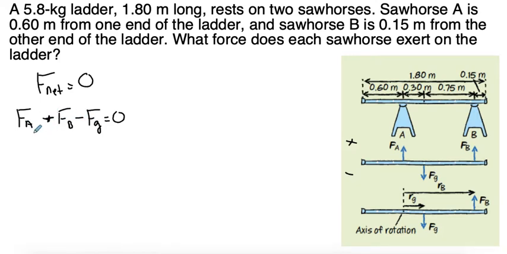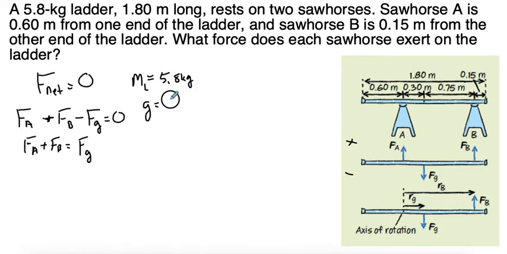We can make this a little bit nicer. We can just say our positive ones are force of A plus force of B, and that's equal to the force of gravity on the ladder, which makes sense because A and B, the sawhorses, are holding that ladder up. Okay, let's list our variables. We have the mass of the ladder, that's 5.8 kilograms. We have g, gravity, that's 9.8 meters per second squared.